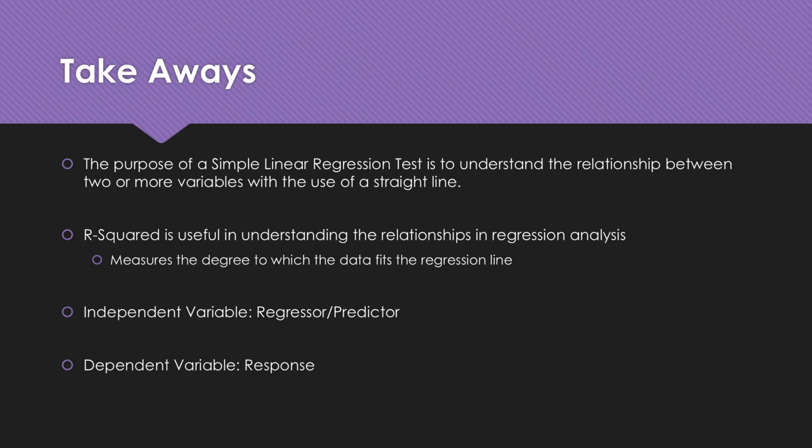So a few takeaways: the purpose of a simple linear regression test is to understand the relationship between two or more variables with the use of a straight line. R-squared is useful in understanding the relationships in regression analysis, and it measures the degree to which the data fits the regression line. Independent variable can also be referred to as the regressor or the predictor, and a dependent variable can also be referred to as the response.